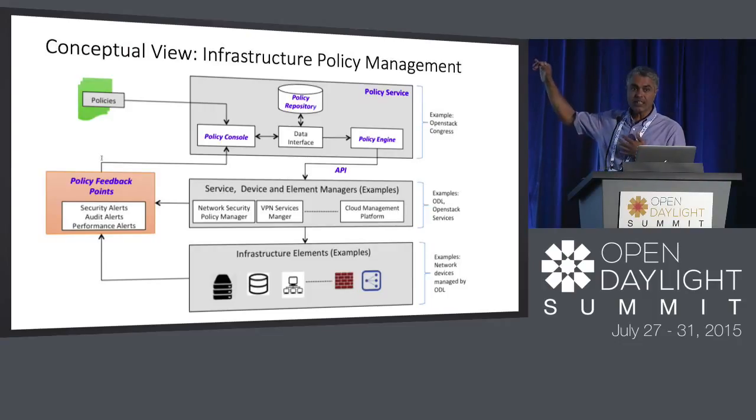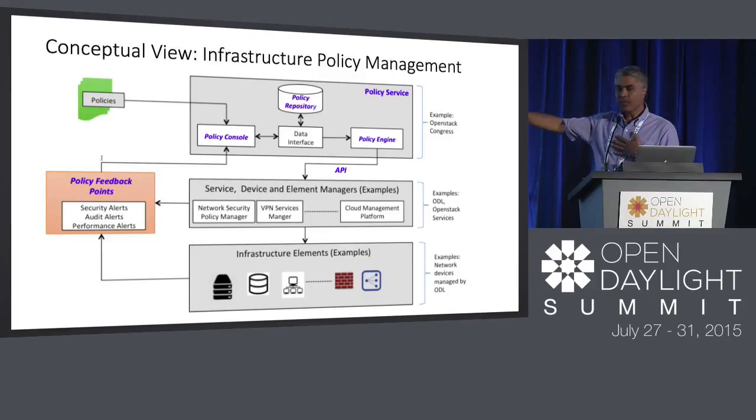And then the policy engine is going to compute what needs to happen and then send it through the API layer into what I call the middle layer, which is the service, device, and element manager. So here, all your element managers or service managers will fit in. Think of the cloud management platform, all your storage service, compute service, and it could also be a service manager, for example, an SDN controller. In our case, this is where OpenStack and also OpenDaylight would come in, right?